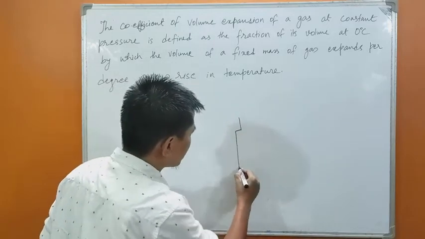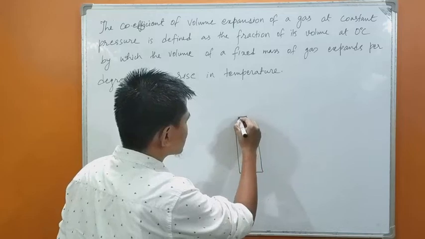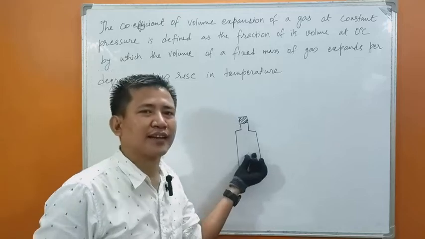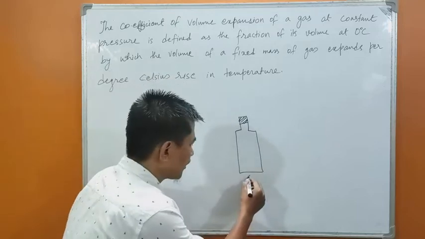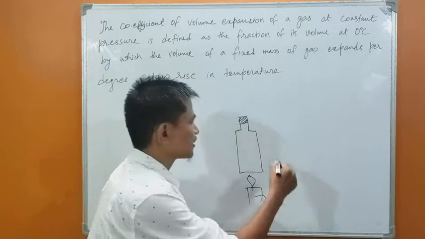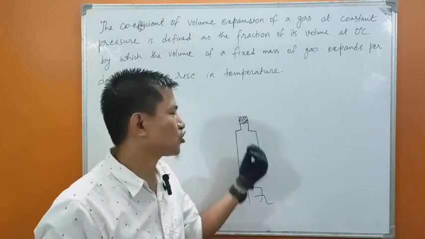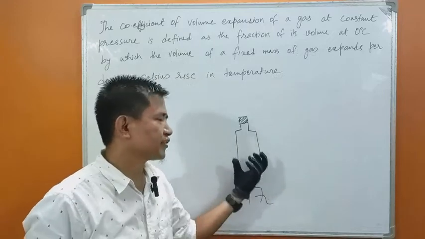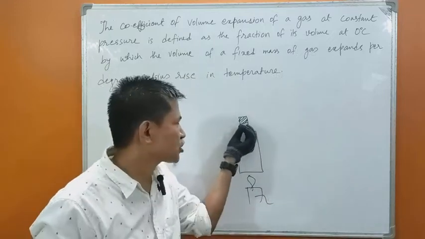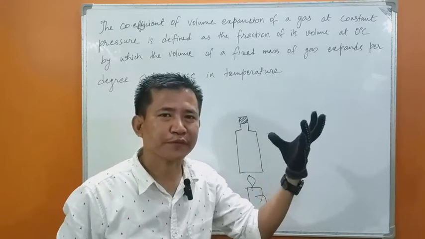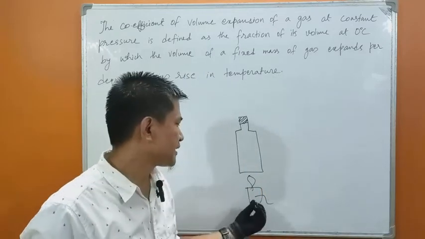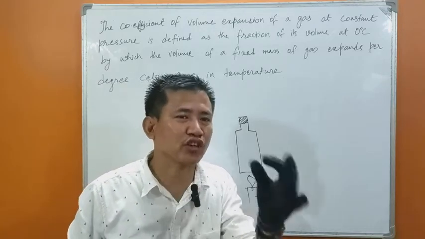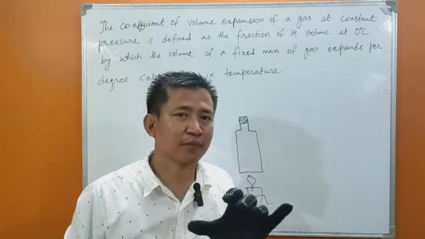Suppose we have an empty bottle and this bottle is fitted with a cork. If you heat this bottle for a long time, this cork is blown away with a pop sound. What does this mean? The bottle was empty, but the bottle actually is not empty. There is gas inside the bottle, isn't it?